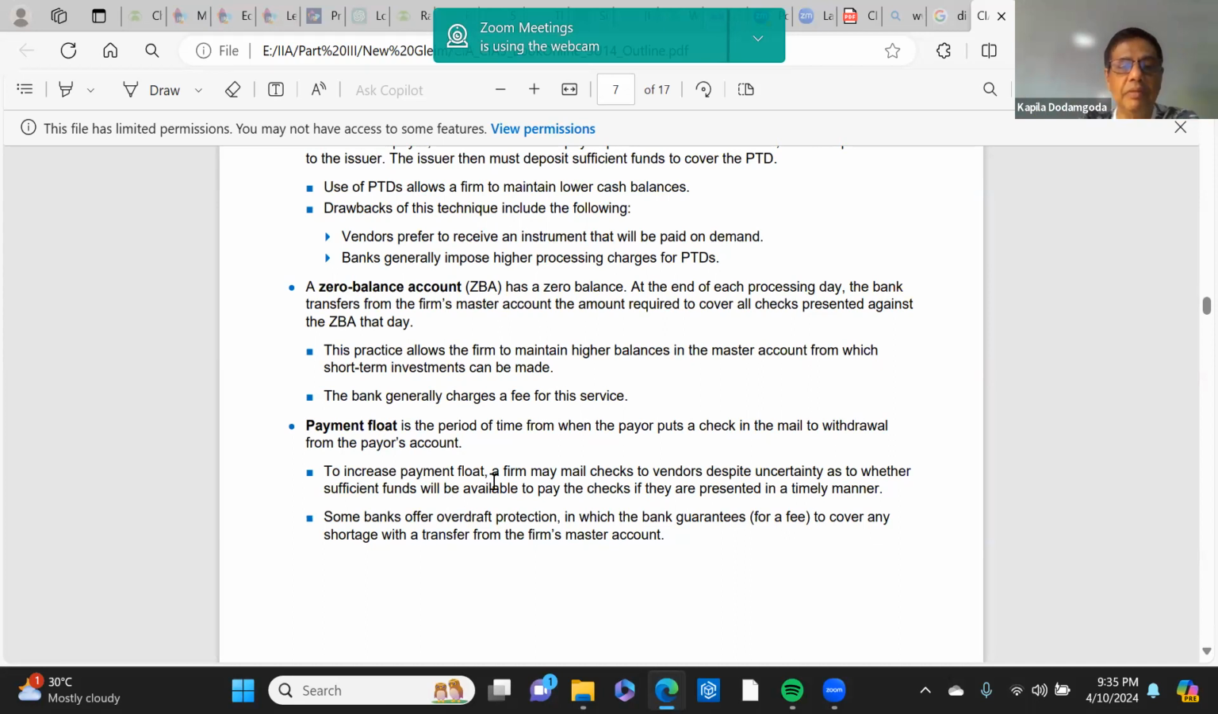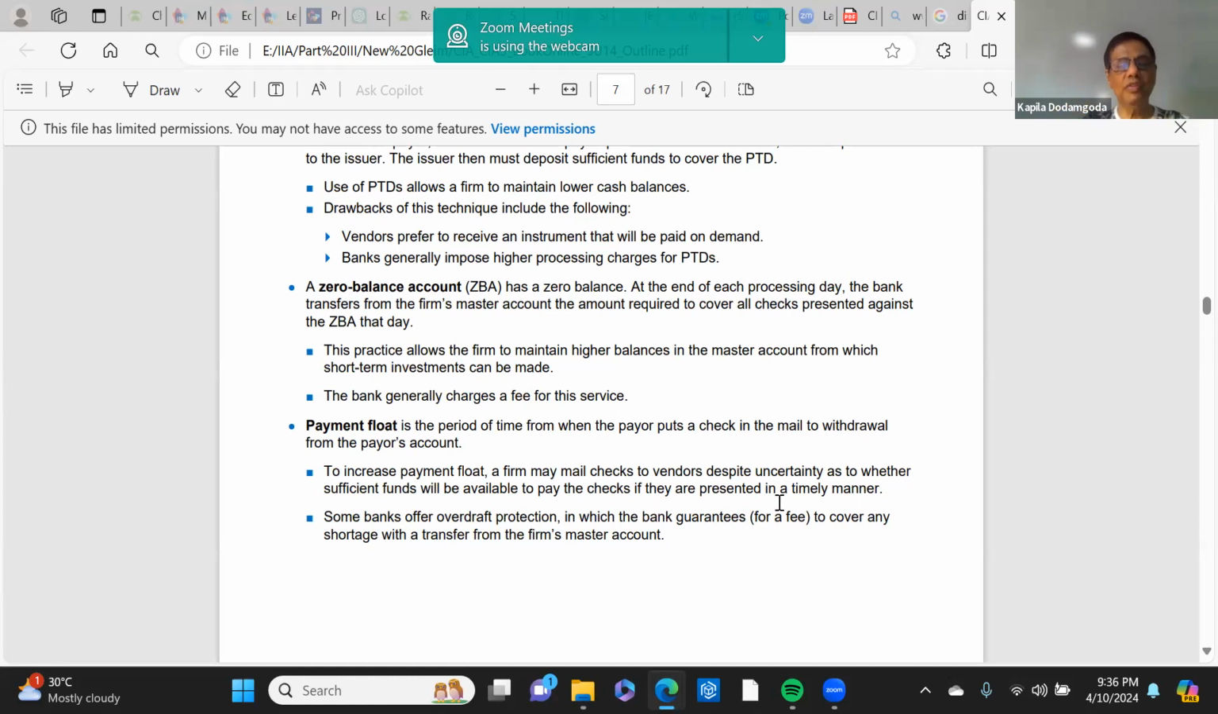To increase the payment float, the firm may mail checks to vendors despite the uncertainty as to whether sufficient funds will be available to pay the checks if they are presented in a timely manner. So basically, you buy time instead of doing an electronic transfer, right? The mail may take time to go through, all of those things can happen. So you deliberately buy that time, posting a check, knowing that you may be able to buy some time.